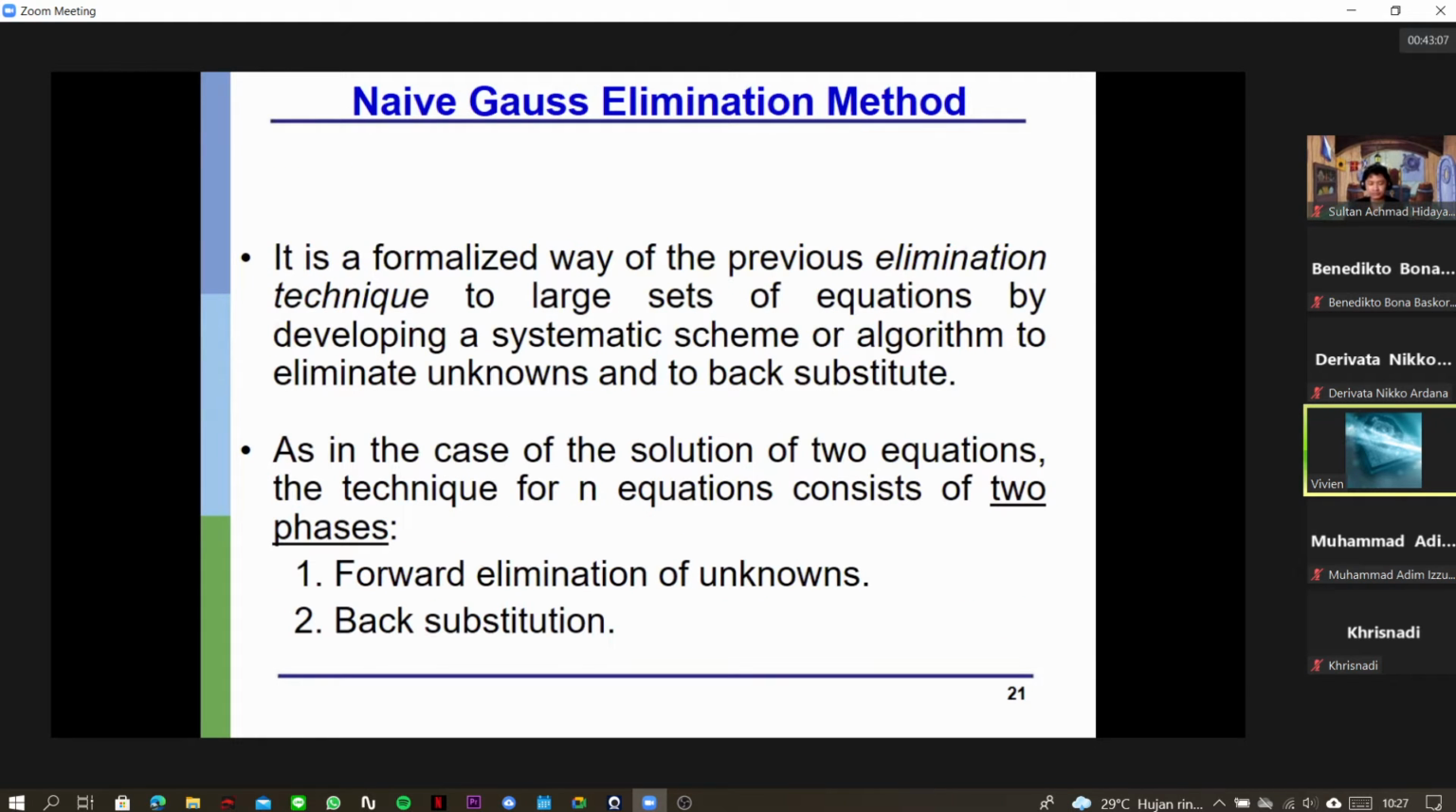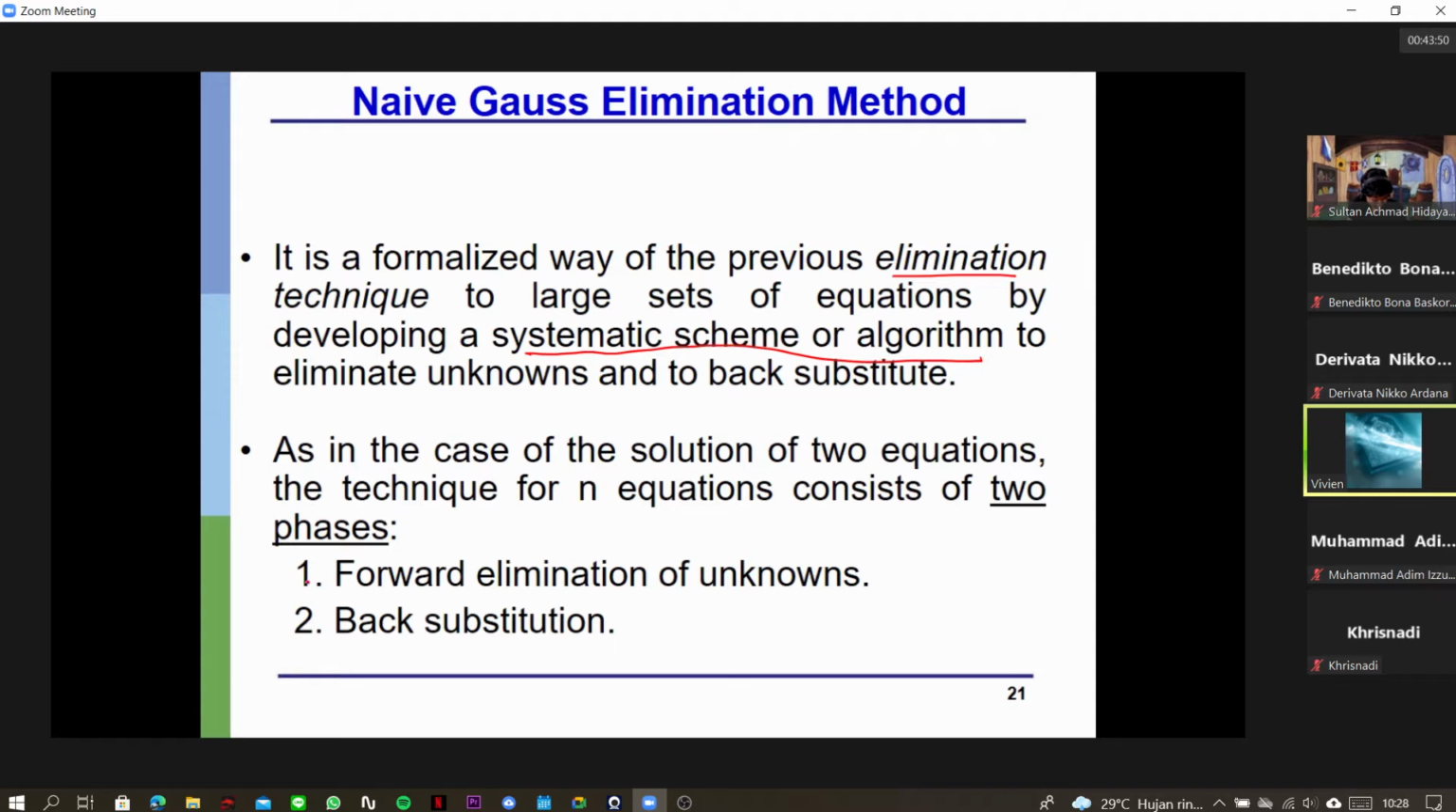Now we will talk about Gaussian elimination, and this is called naive Gaussian elimination because we will work on the matrix as it is shown. We will do the same thing that we have in the elimination method, but now we will work on the matrix. Here we apply the elimination method by developing a systematic scheme or algorithm. Basically, we want to construct an algorithm so that the computer can work using our algorithm.